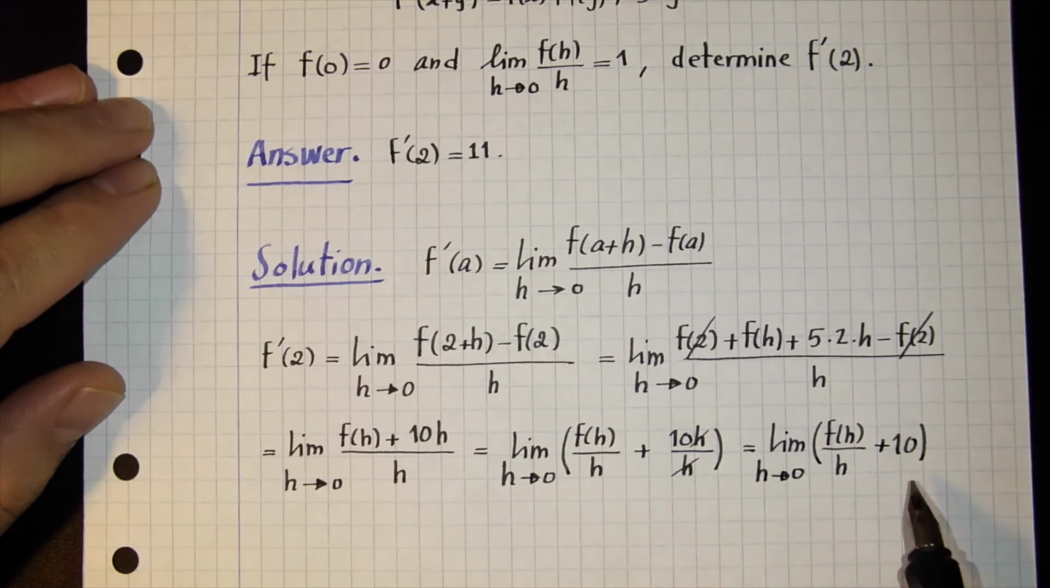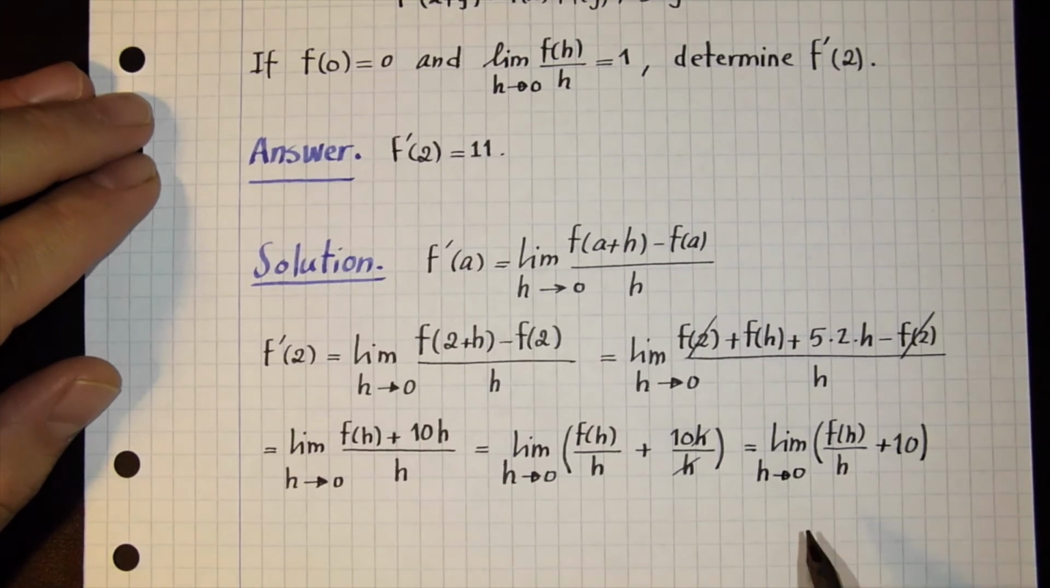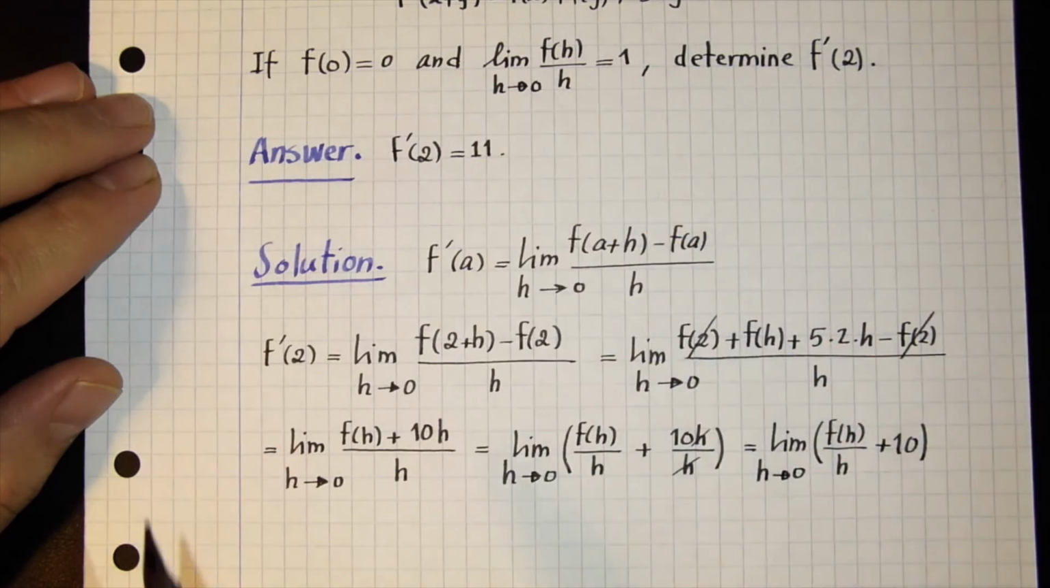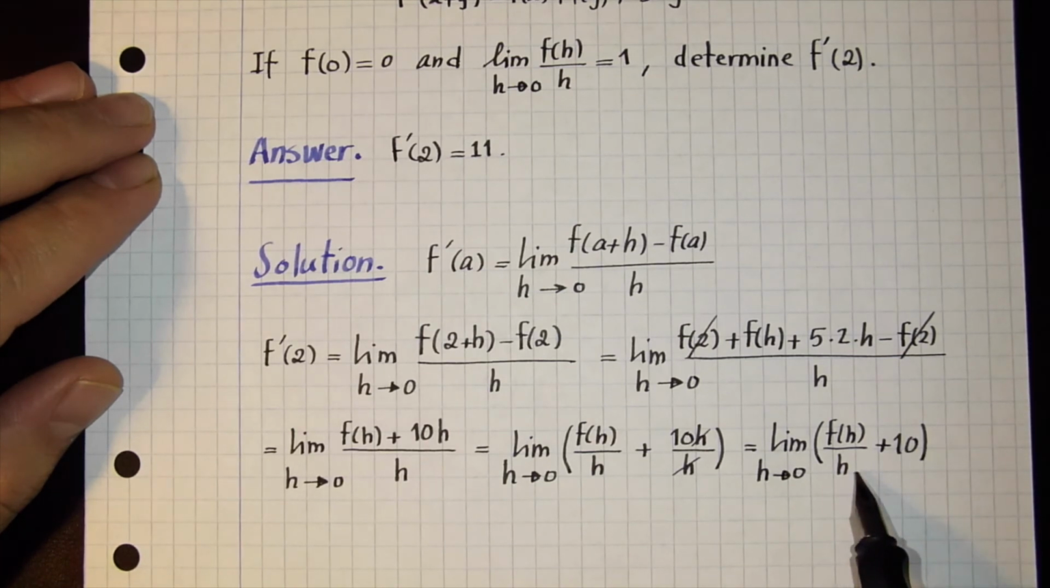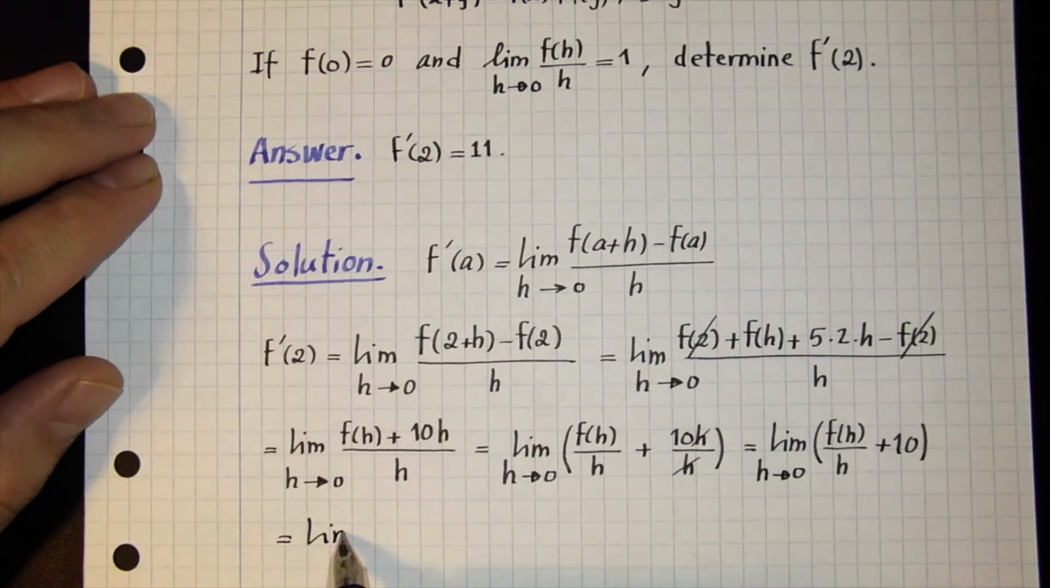Okay? But this is a constant, so the limit of any constant is the same constant itself, and the limit of the first part is given to be 1. And then there is a rule, there is a theorem, that if I have the sum of two functions, and I know each limit individually, the limit of the sum becomes equal to the limit of the first one plus the limit of the second one.